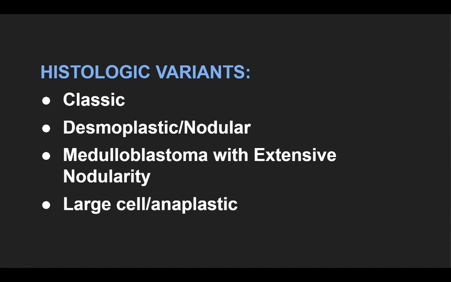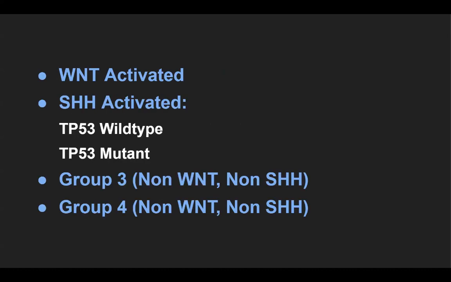These are the histologic variants: the classic, the desmoplastic nodular, the medulloblastoma with extensive nodularity, and large cell or anaplastic. These are the easy histologic variants, easy to remember, easy to understand. This is the molecular profile, which was the elephant in the room. So we have wingless tumor activated. We have sonic hedgehog activated.